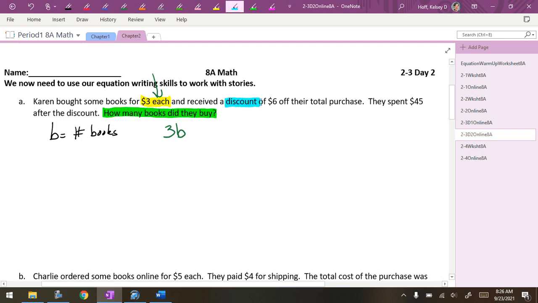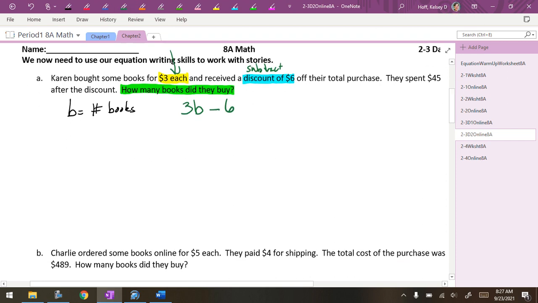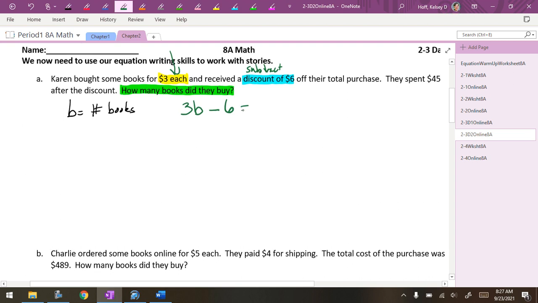Karen then gets a discount of $6. When you get a discount, does that increase or decrease your total? Decrease. Okay, that's like subtraction. So now we need to subtract $6. How much did Karen spend? Read. How much did she spend? $45. So equals 45.